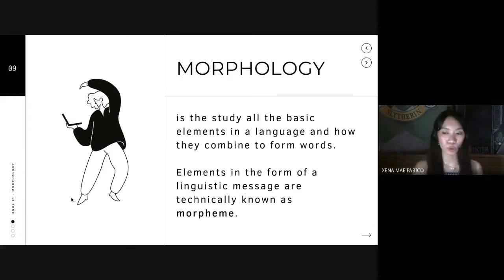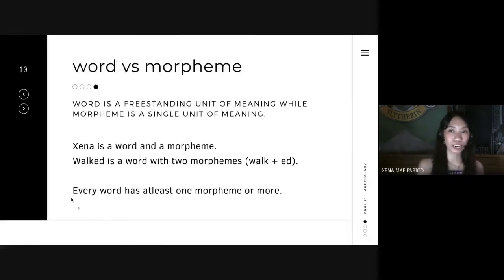Earlier I asked you what the difference is between a word and a morpheme. Raymond said it's the basic unit of language. In a way, it is. A word is a freestanding unit of meaning, while a morpheme is a single unit of meaning. For example, cat is a word and a morpheme, while walked is a word but has two morphemes: the root morpheme walk and the bound morpheme ed.